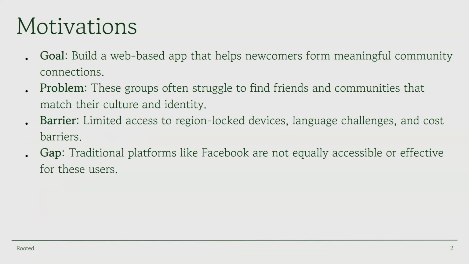The original idea we came up with was that there are often groups of people who are struggling to find friends and communities that match their culture and identity. Some examples of groups like this would be immigrants, people moving across the country for new jobs, students, international students, foster kids, and military. There's a wide plethora of people who might be struggling to make these connections in new areas.